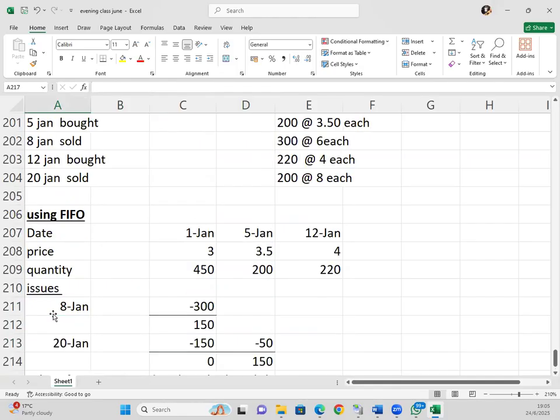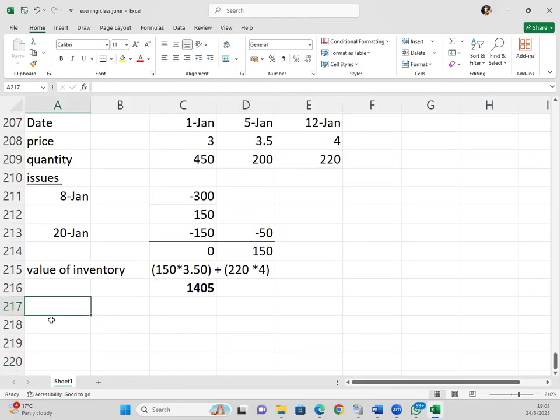Okay, so this was using the FIFO method. Then let's move on. From FIFO, let's move to the next one, which is AFCO. But for AFCO, remember we have two. We have the periodic AFCO and the continuous AFCO. So let's start with the periodic AFCO.